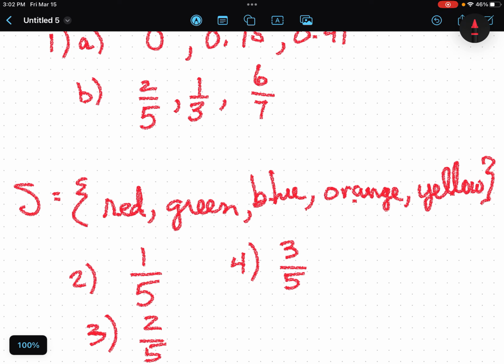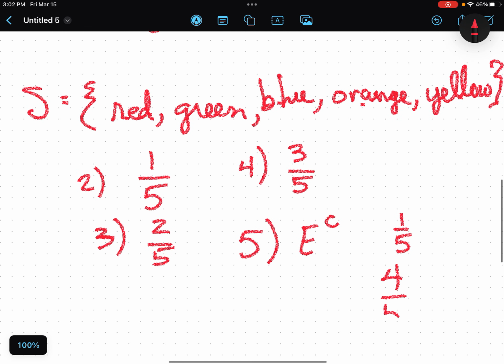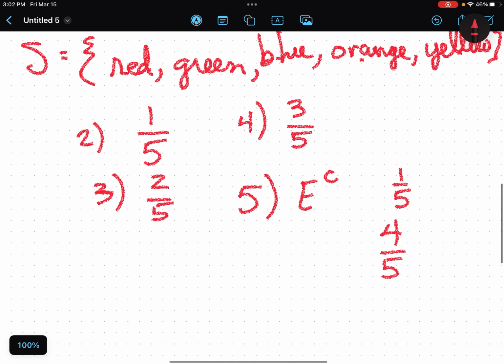Suppose that E equals yellow, compute the probability of EC. So on number 5, just to remind you, when it says EC, that's the complement of event E. So if the event E is 1/5, then the complement of that is 4/5. Because remember, they need to make 1. So that's why number 5 was that.